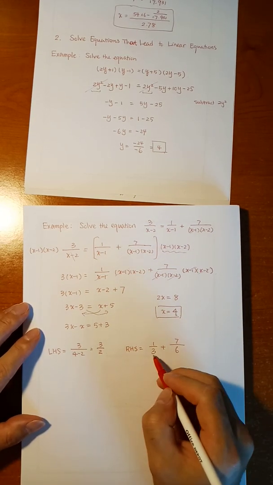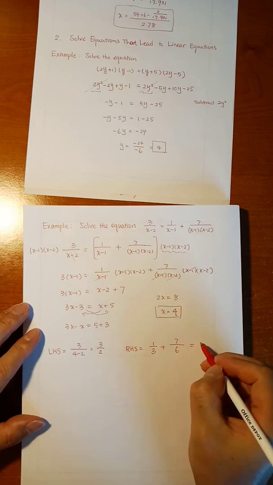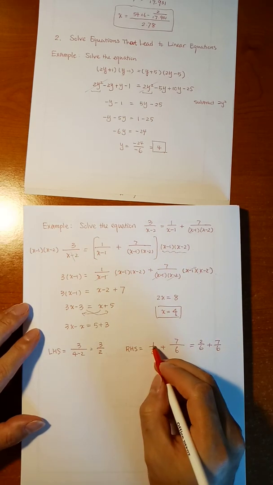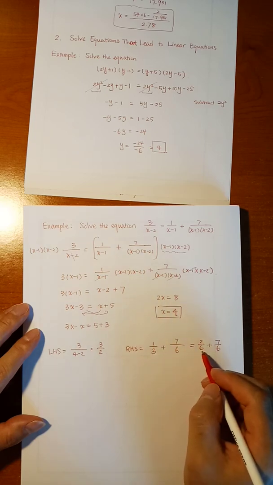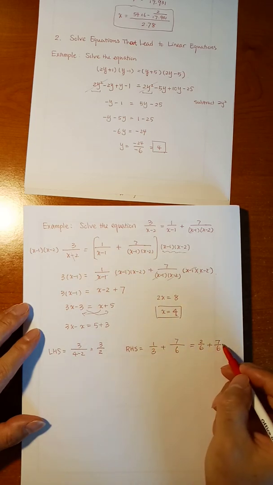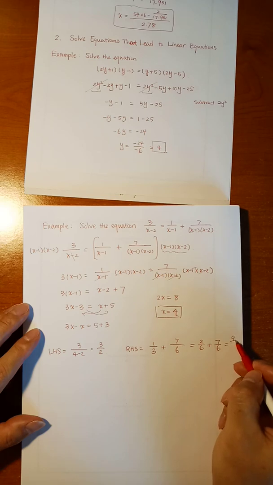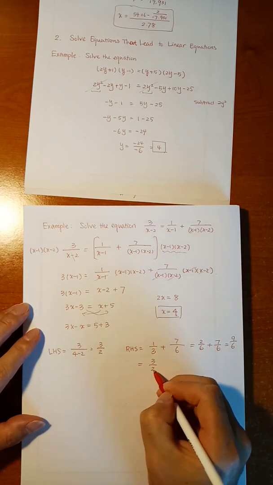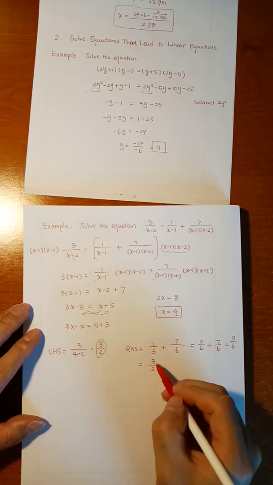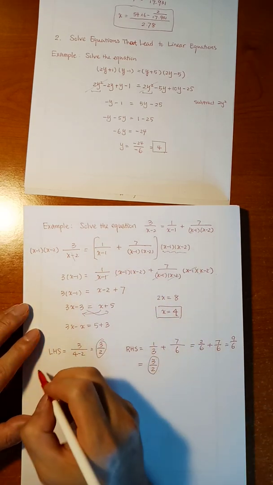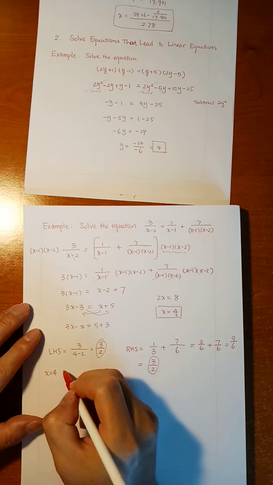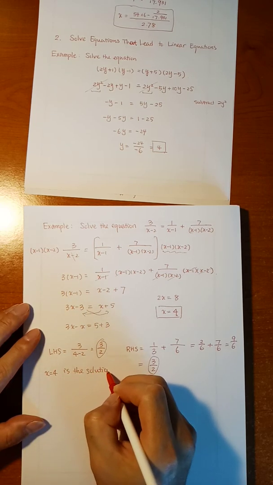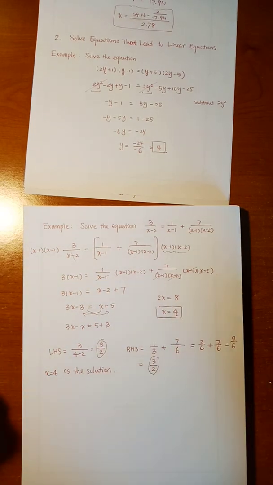And the least common multiple of 3 and 6 is 6. So the first one is 2 over 6. You multiply top and bottom by 2 in order to get 6. And 2 plus 7 is 9 over 6. You cancel the common factor 3, and it's 3 over 2. You see, the left-hand side is 3 over 2, the right-hand side is 3 over 2. So x equal to 4 is the solution.